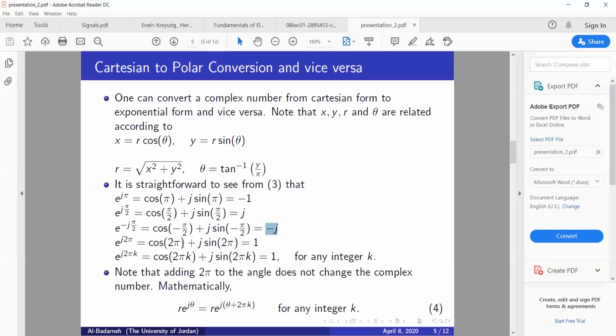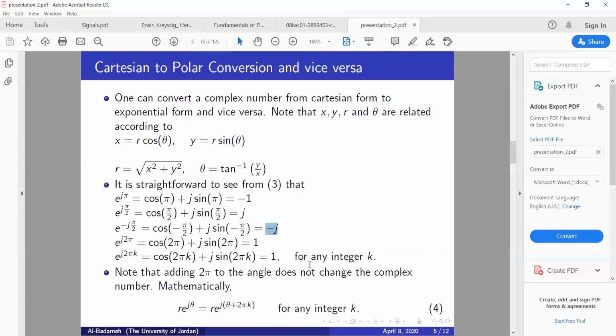In fact, this result can be generalized. For any integer k, we have e to the power j 2 pi k equivalent to cosine 2 pi k plus j sine 2 pi k. Since sine 2 pi k is equal to 0, we end up with e to the power j 2 pi k equivalent to cosine 2 pi k. For integer k, cosine 2 pi k is always 1. So for integer k, e to the power j 2 pi k is equivalent to 1.